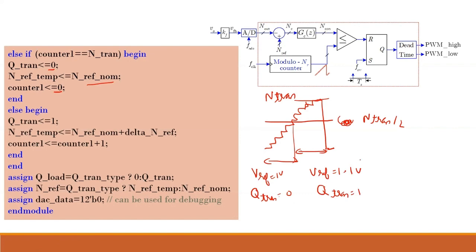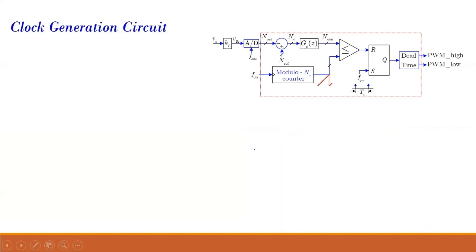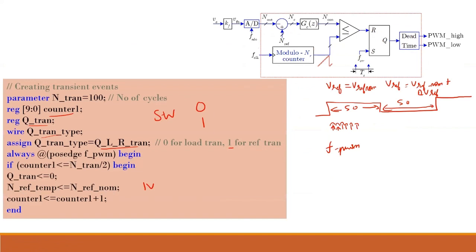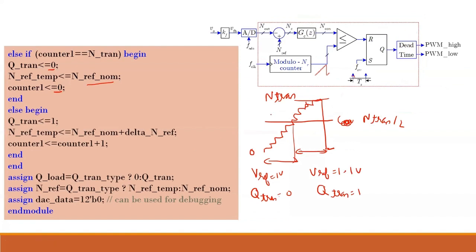Here, let us see that there is a counter, its maximum value is ntran and the minimum value is 0. When it starts counting, it will increment whenever this edge comes. When this edge comes, it will go into this block. So the edges come and it goes into the block, and it starts counting. There is a condition that till this counter value is less than ntran by 2, I will set vref to be its nominal value that corresponds to 1 volt.